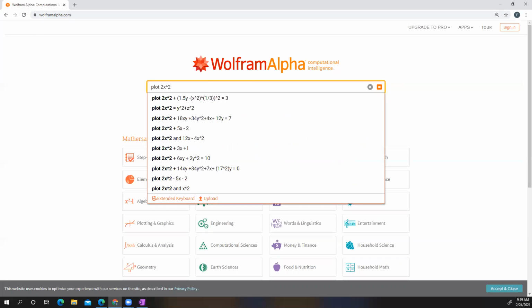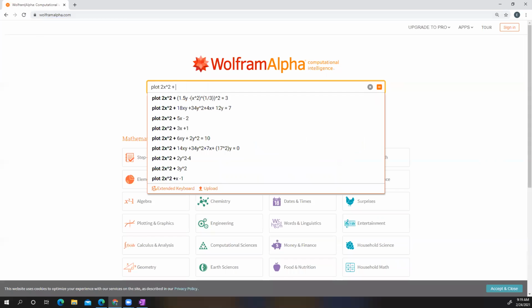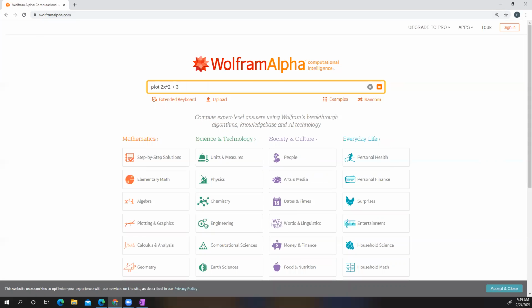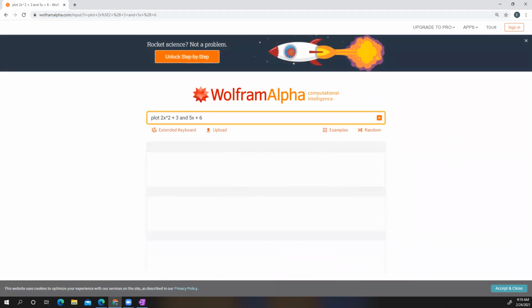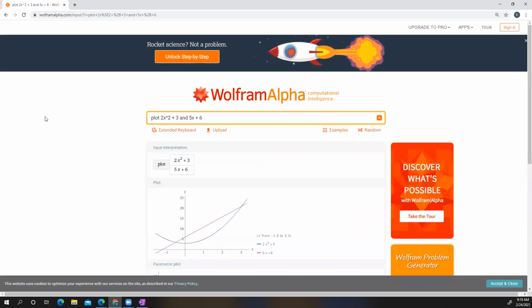So we're going to plot 2x squared plus 3 and 5x plus 6. Now we want to find out where 2x squared plus 3 equals 5x plus 6. But based on our observation, we know that that is equivalent to finding the points at which the graph of 2x squared plus 3 and the graph of 5x plus 6 intersect.